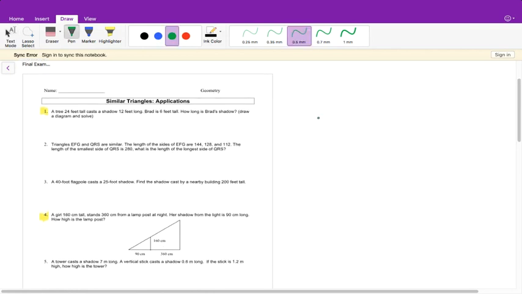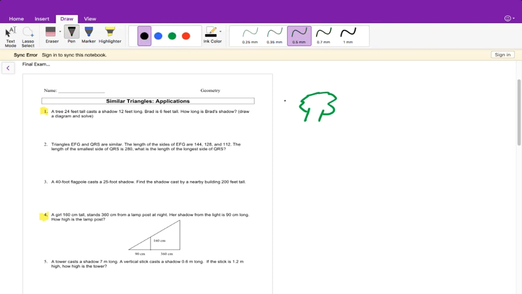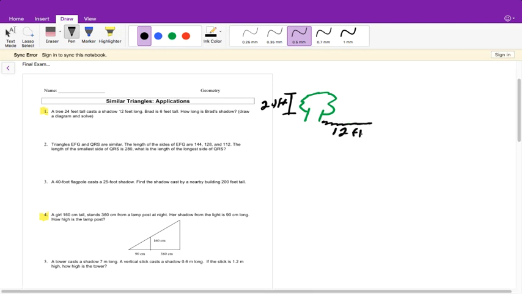So we're going to do number one. It says a 24-foot tall tree casts a shadow that's 12 feet long. So I'm going to go ahead and draw this tree first. Here it is, 24 feet. And it has a shadow that is 12 feet long. So here's its shadow, 12 feet. Remember, these actually create a right angle with the sun's ray. So here's this right angle triangle that is going to be 24 and 12.